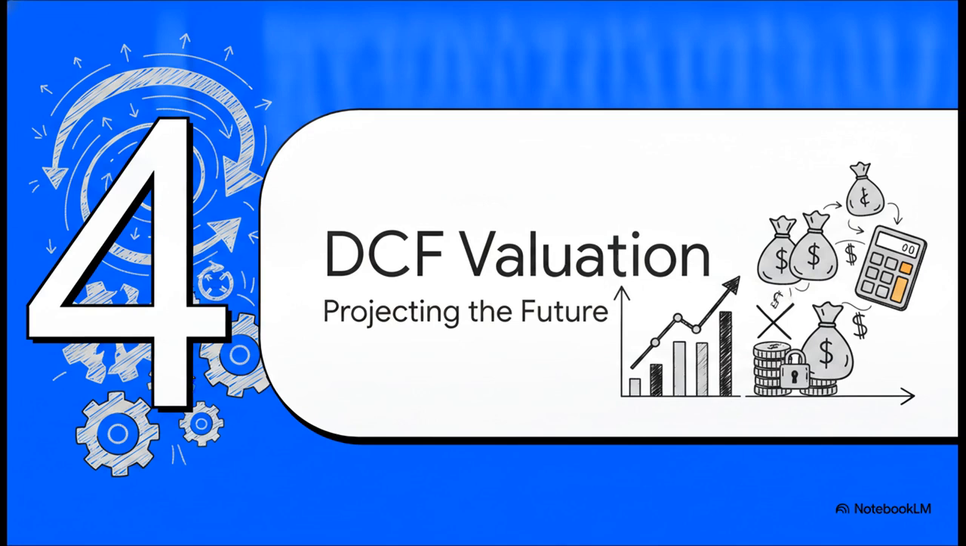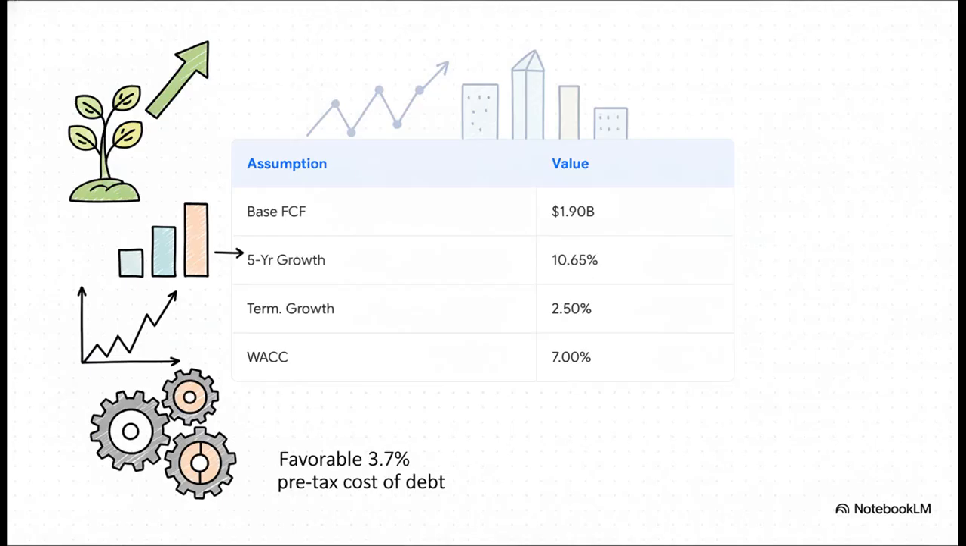Section 4. Discounted Cash Flow Valuation, Projecting the Future. Now, let's pivot away from historical multiples and project Nasdaq's actual future cash generation using a modern DCF model. Here are our explicit base case assumptions. We start with $1.90 billion in annualized free cash flow. We project that out at our historical 10.65% growth rate for 5 years, followed by a 2.5% terminal growth rate.